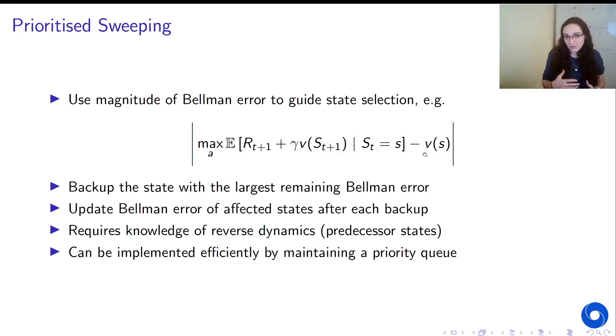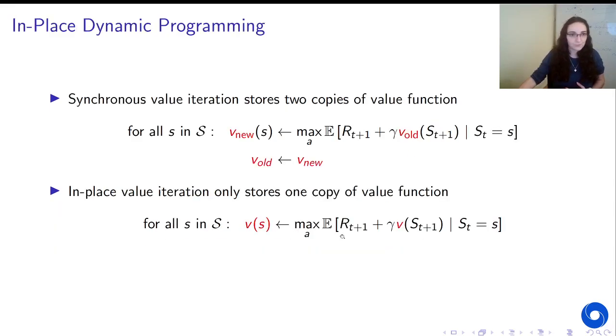Okay, and this basically says that the largest error will be prioritized in order to update the state. This requires knowledge of the reverse dynamics in order to make the updates, but can be efficiently implemented by maintaining a priority queue.